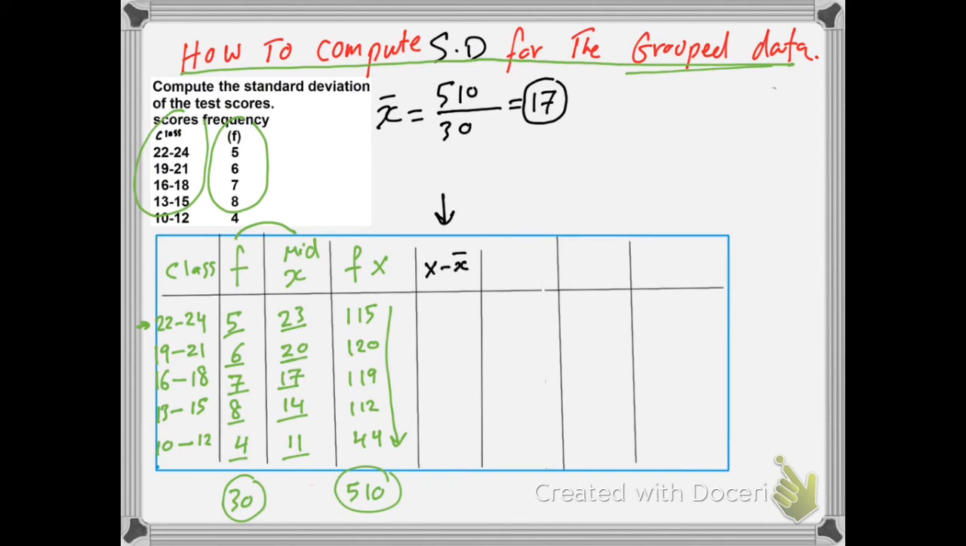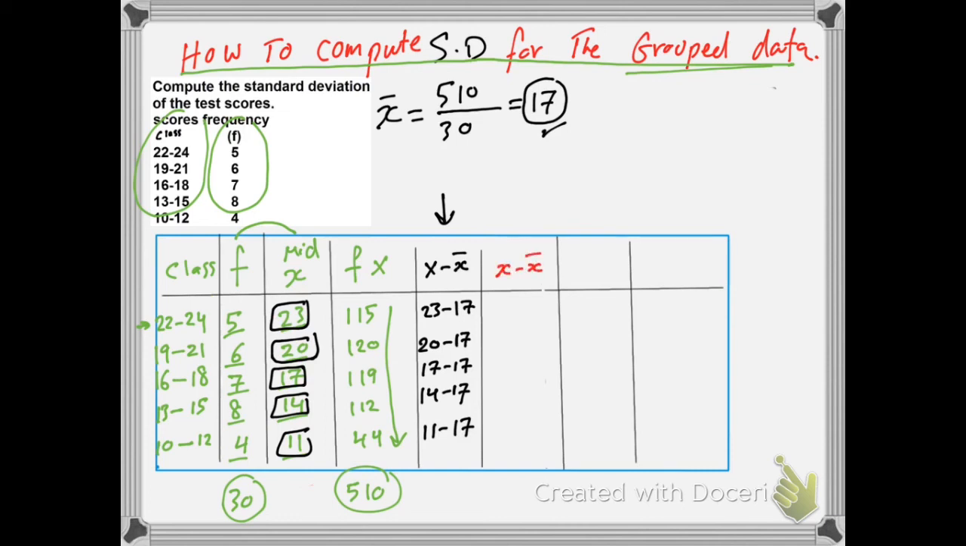Let's start. The x here equals what? 23. Then 23 minus x bar, I know it's 17. The next number here I have is 20, then 20 minus 17. After that I have 17, it will become 17 minus 17. I have 14, it will become 14 minus 17. And I have 11, it will become 11 minus 17. Excellent. Now try to compute all of those.